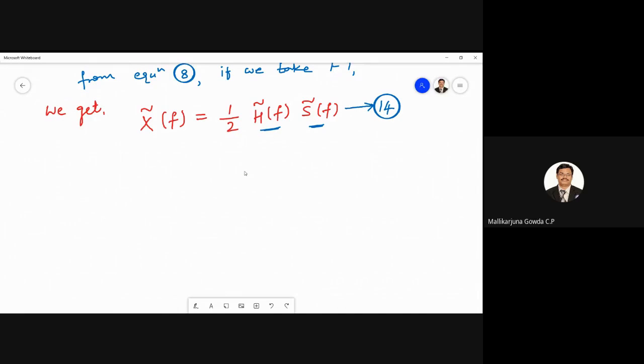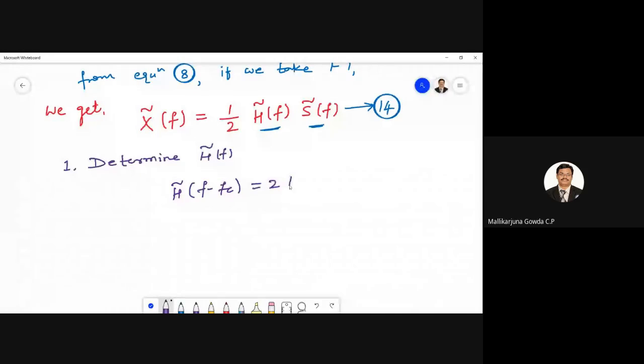So the first step is we need to determine what is H tilde of f. So how do we do that? So hope you are aware of this, H tilde of f minus fc, okay, which will be equal to 2 into H of f, for f greater than 0.